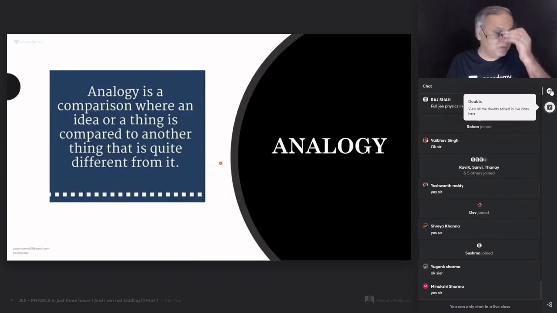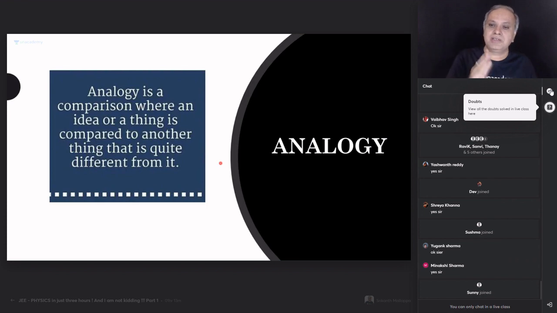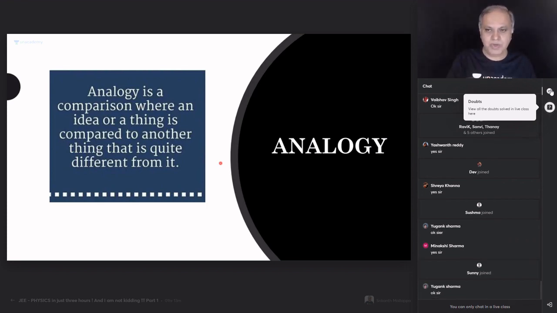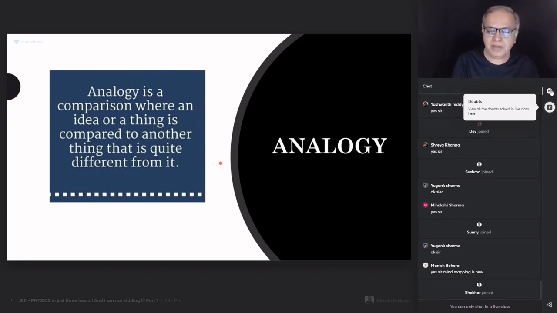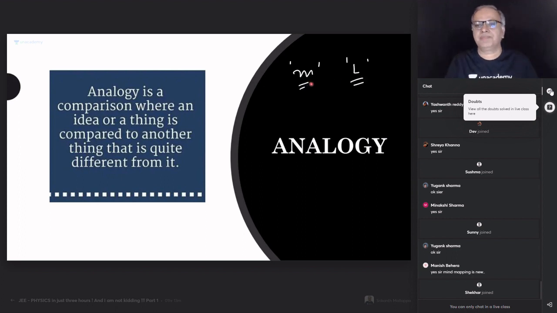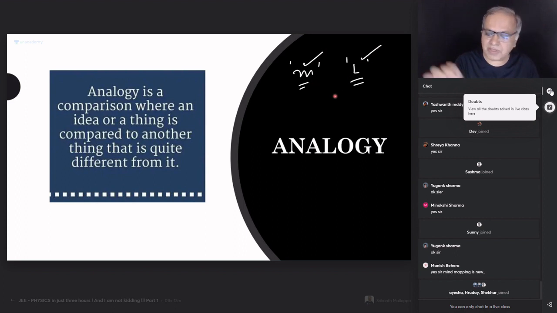And analogy, this is very, very important. If juxtaposition is putting same thing side by side or similar thing side by side like I'm doing now, analogy is this one. It's a comparison where an idea or a thing is compared to another thing that is quite different from it. Second years and long-term students should be knowing that there are few things in physics like this. If you remember, mass M in mechanics is similar to inductance L in electromagnetic induction. They're completely different. Mass is different, L is different, but somehow they do similar work in their respective fields. That's what you mean by analogy.